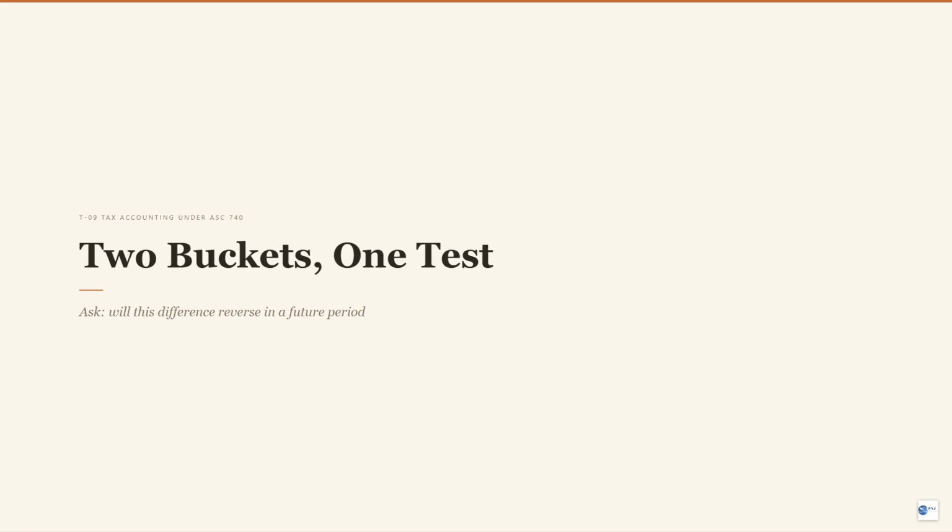So remember the one question that sorts every book tax difference into the right bucket. Will it reverse in a future period? If yes, it is temporary and it belongs on the deferred tax asset or liability schedule. If no, it is permanent and it only affects this period's effective tax rate. Next, we will use exactly these temporary differences to calculate the actual deferred tax asset and liability balances using the balance sheet liability method.